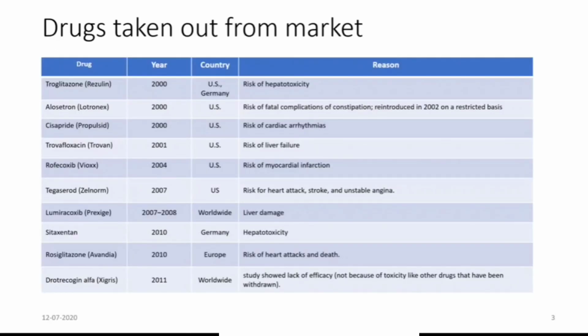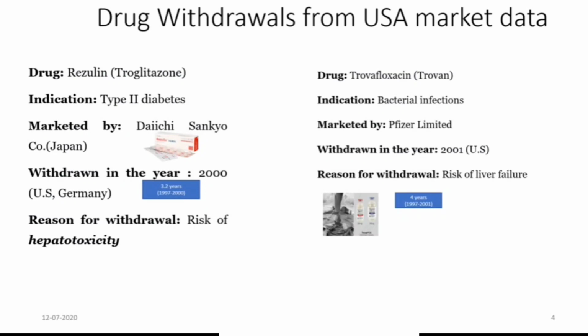In recent times, in the past 2 decades, there are several drugs which have been withdrawn from the market. The slide which you see is a rough image of drugs withdrawn worldwide, or in the US, or in Europe, or in Germany. Most of these drugs have undergone rigorous research and are the end results of several GCP-compliant trials. For example, Resolin is a drug used to treat type 2 diabetes. It was in the market for 3 years and was withdrawn because of hepatotoxicity.